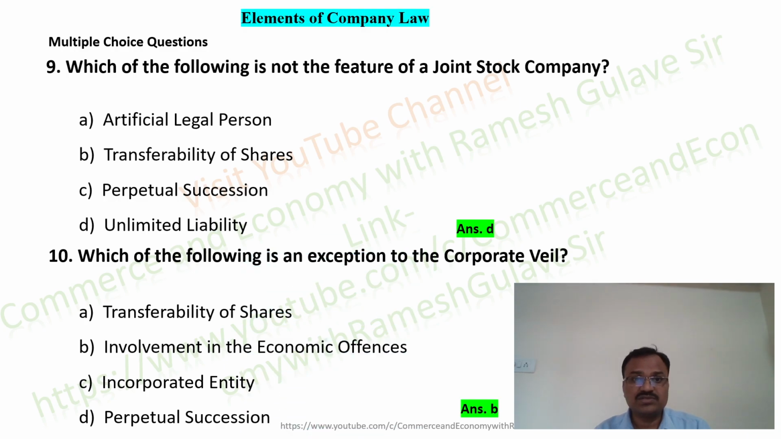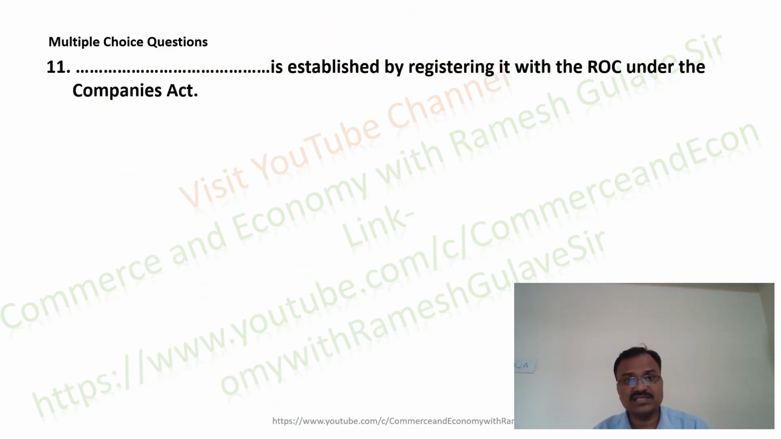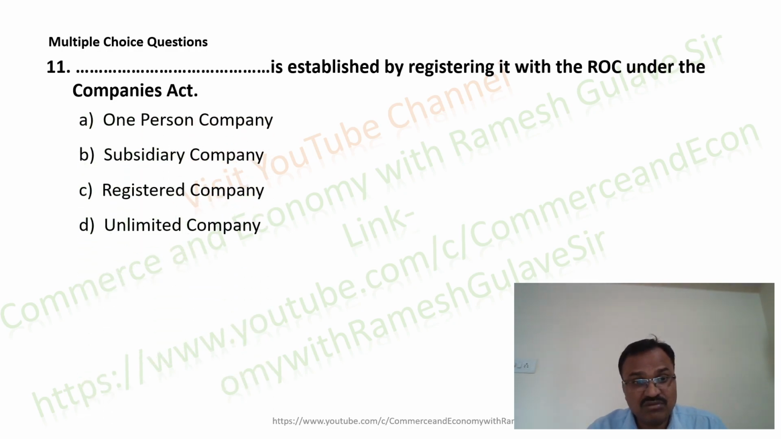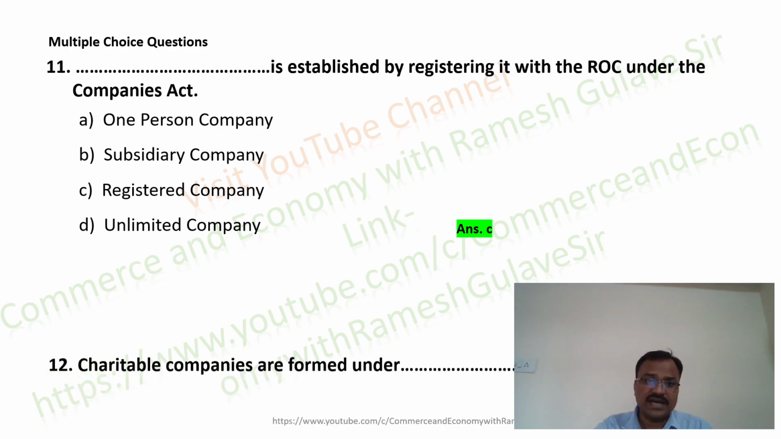Let us move on to the next question, and it asks: dash is established by registering it with the ROC, that is Register of Companies under the Companies Act. Options are one person company, subsidiary company, registered company, and unlimited company. So basically, registered company is established. We know that the company which is registered under the Companies Act is known as registered company. So here option C is the right answer.